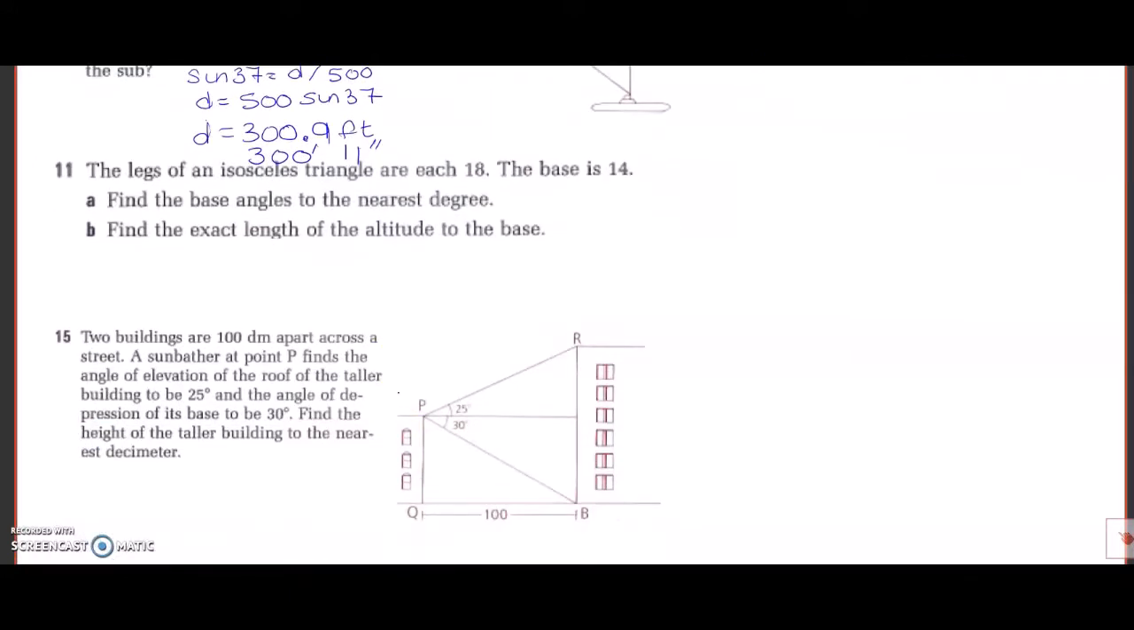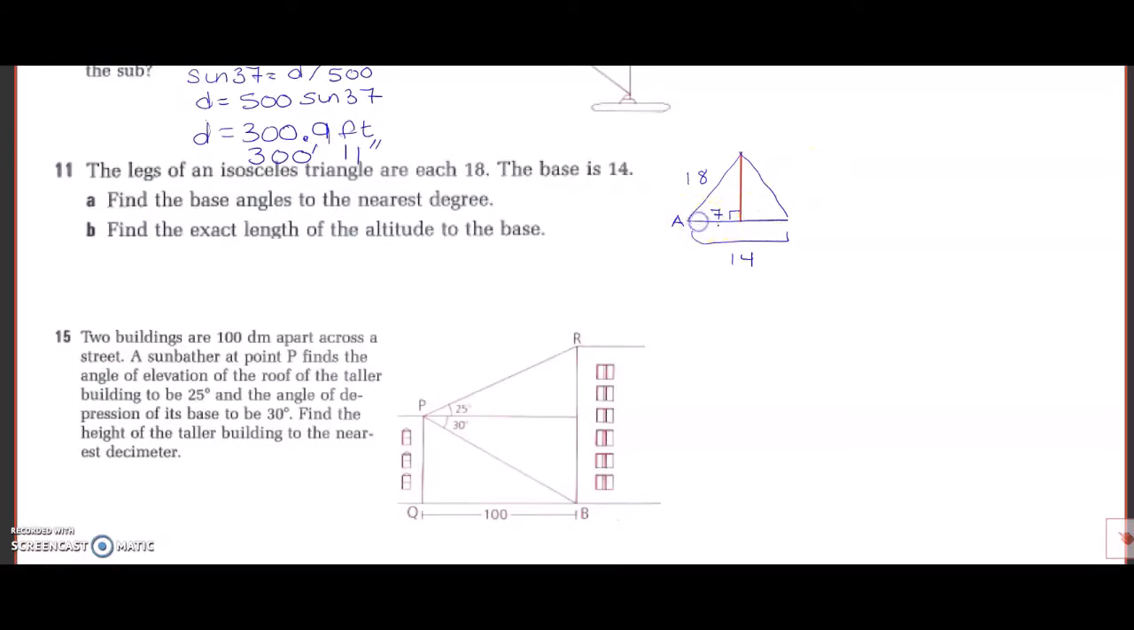The legs of an isosceles triangle are each 18, and the base is 14. Remember the properties of an isosceles triangle. When you drop down the altitude, it's also the median. Find the base angle to the nearest degree.